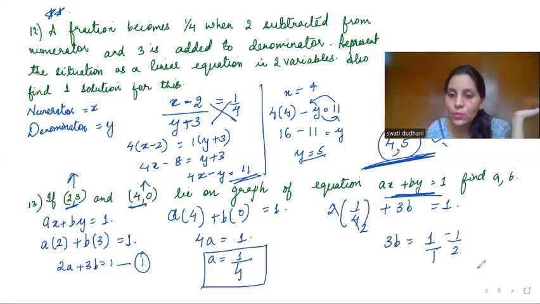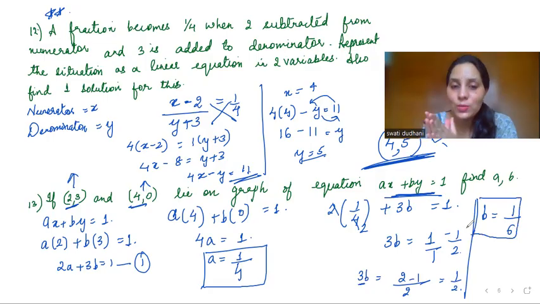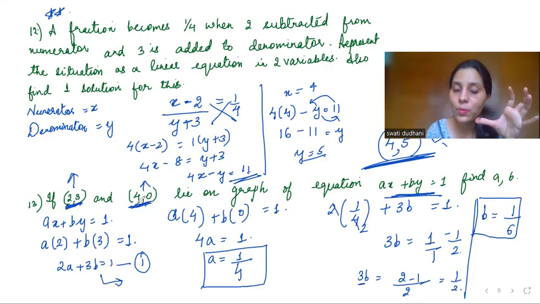Also remember, whenever you have fractions, you will always take the LCM. So here what is the LCM? LCM is 2, 2 minus 1, which is 1/2. So from this, the value of b is 1/6, because 3 is multiplying, so on the other side divide. So 3 into 2 is 6. So we got the a and b values. Since there were two unknowns, a and b, you will definitely get two equations. I hope this is clear. So first you substitute the first point, you get one equation, and then you substitute another point, you get another equation, and then find the values.